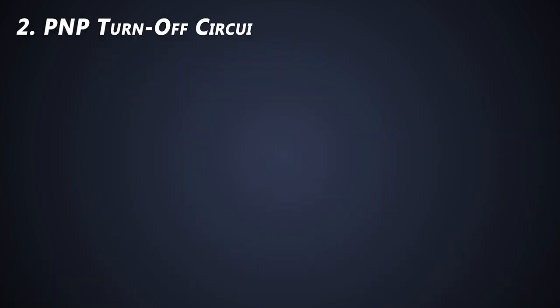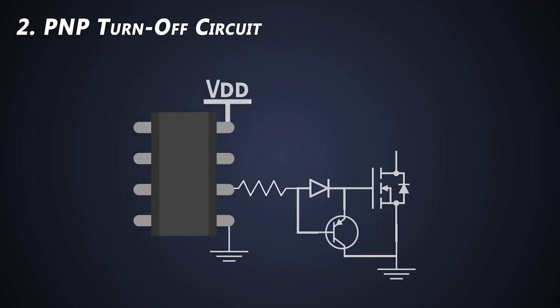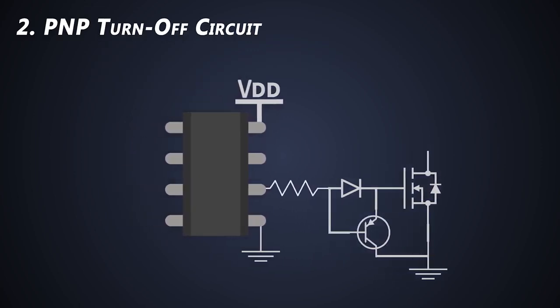Now, the next is the PNP turn-off circuit. This is the most popular arrangement for turn-off speed enhancement. The construction of the circuit would be like this. The circuit works as intended during the turn-on process. The current flows through the gate resistor and this diode. During the turn-off process, the gate driver provides a low signal at the output.